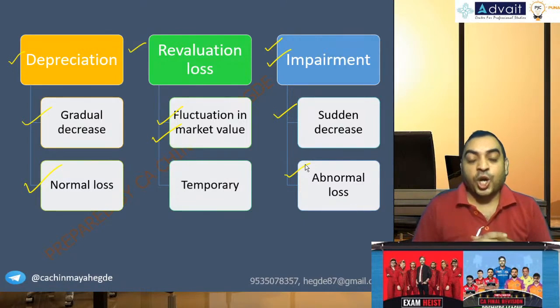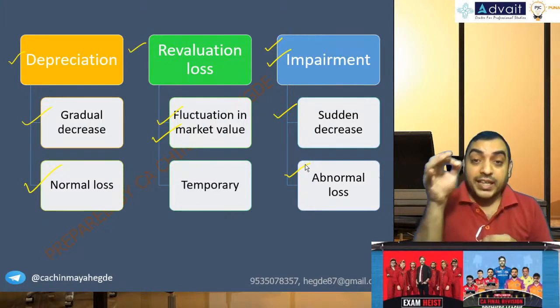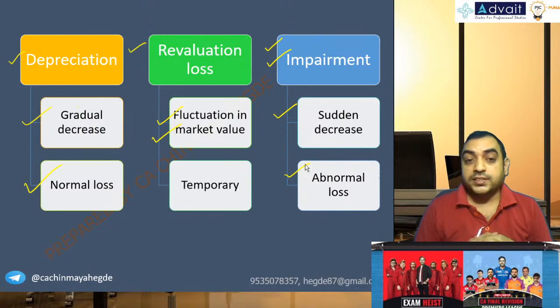It's an abnormal loss. And when impairment is in the financial statements, it's a negative indicator for the investor to continue, because that reflects a serious issue. Impairment is a serious issue on the asset, of course, may not be on the business, but on the asset.